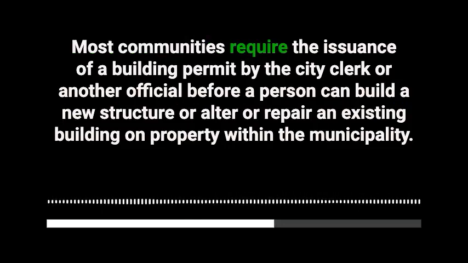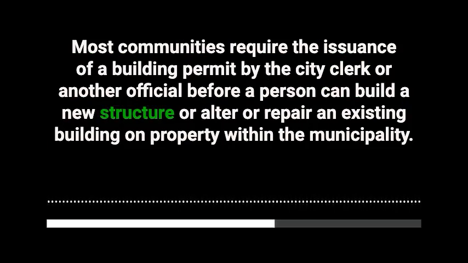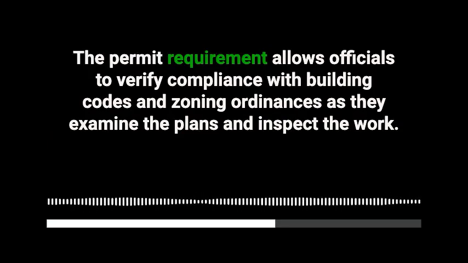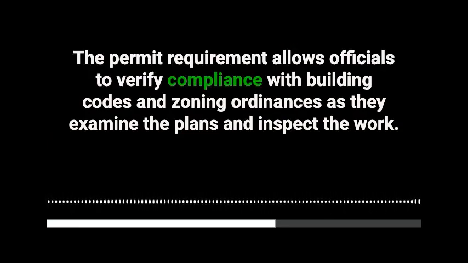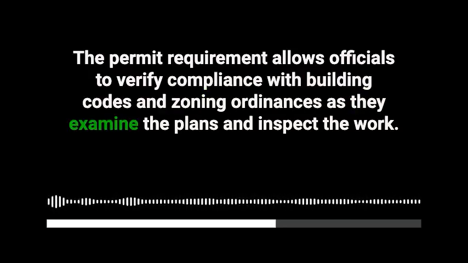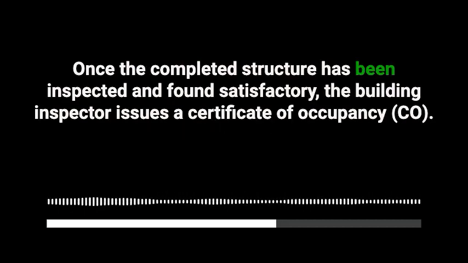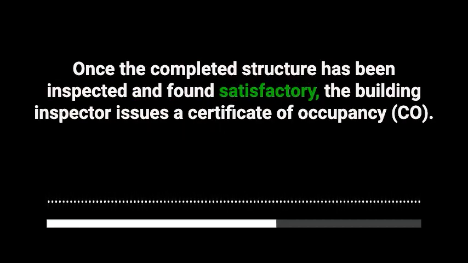Most communities require the issuance of a building permit by the city clerk or another official before a person can build a new structure or alter or repair an existing building on property within the municipality. The permit requirement allows officials to verify compliance with building codes and zoning ordinances as they examine the plans and inspect the work. Once the completed structure has been inspected and found satisfactory, the building inspector issues a certificate of occupancy.